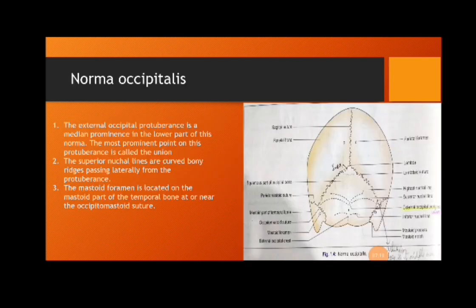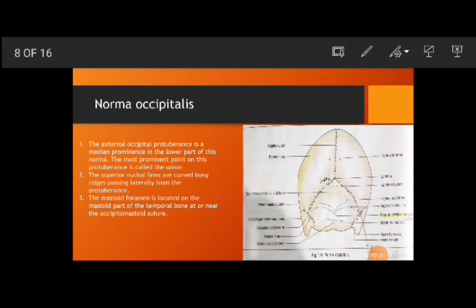Then norma occipitalis. So what is norma occipitalis? From behind you can see norma occipitalis. The external occipital protuberance is a median prominence in the lower part of this norma. The most prominent point on this protuberance is called the inion. Sorry, that is a spelling mistake. That is inion actually.